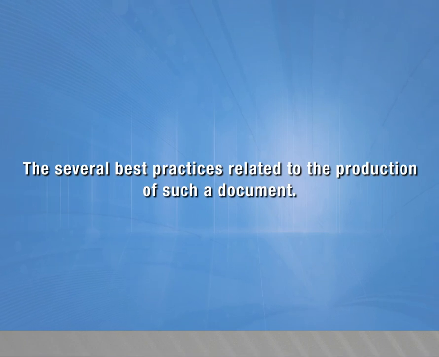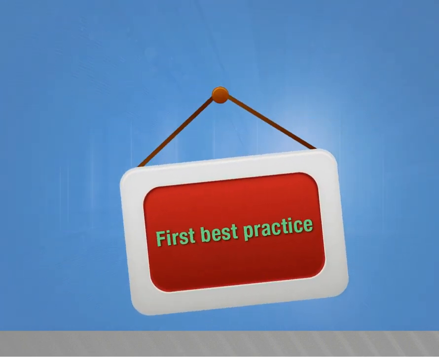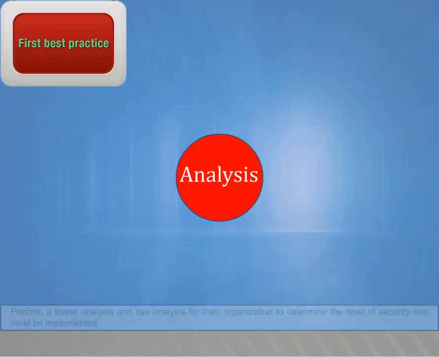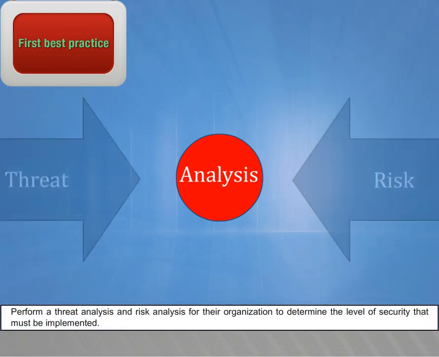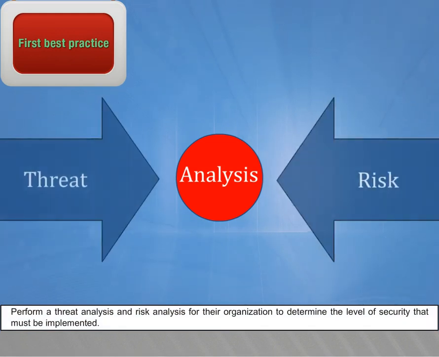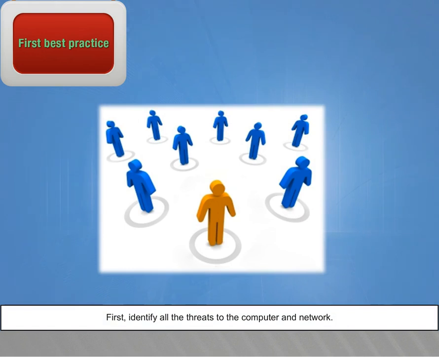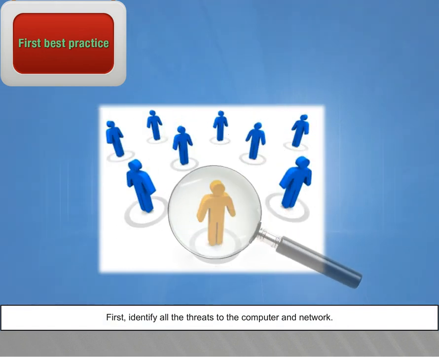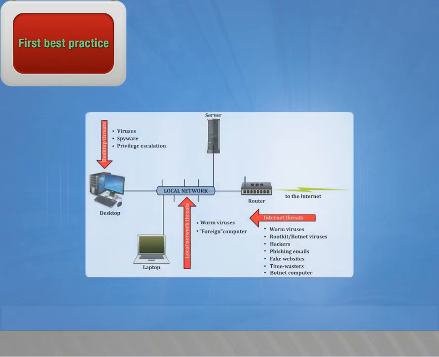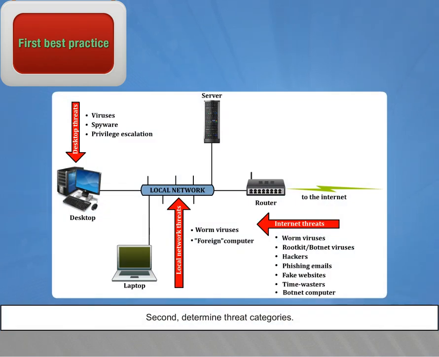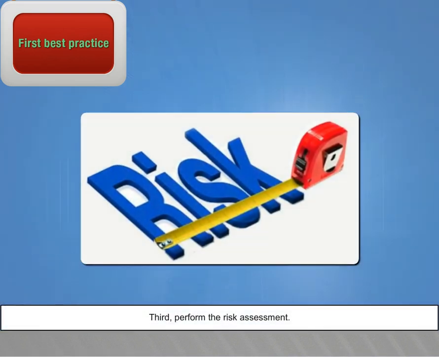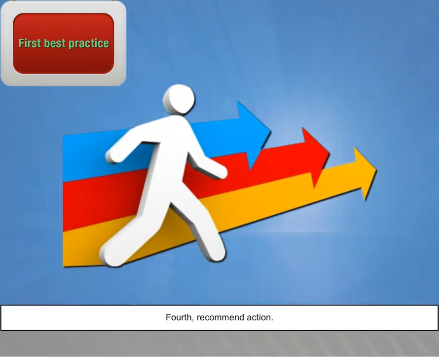The several best practices related to the production of such a document. First best practice: perform a threat analysis and risk analysis for their organization to determine the level of security that must be implemented. First, identify all the threats to the computer and network. Second, determine threat categories. Third, perform the risk assessment. Fourth, recommend action.